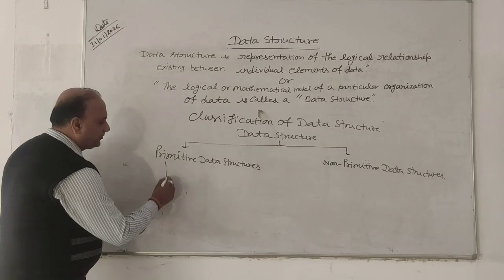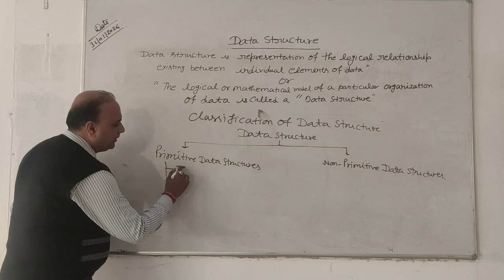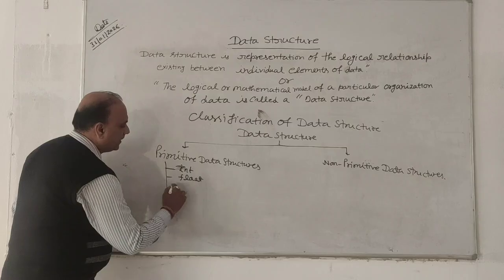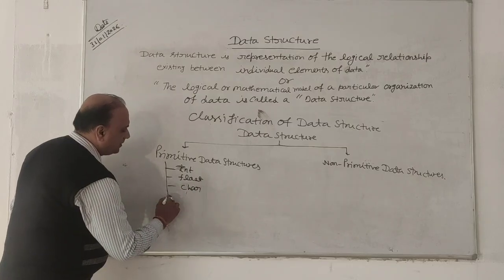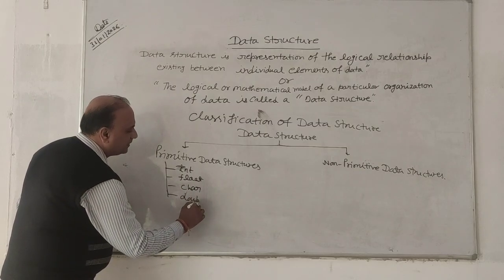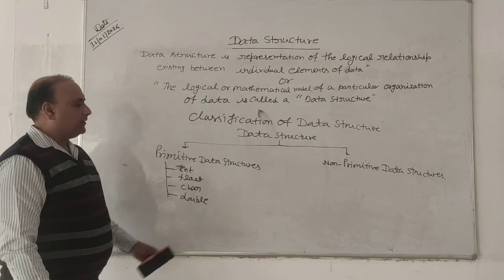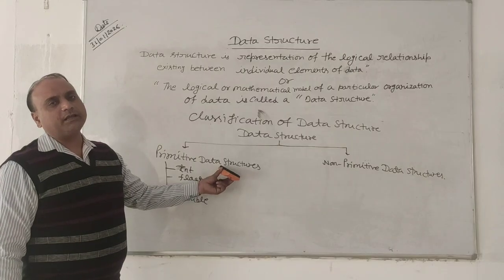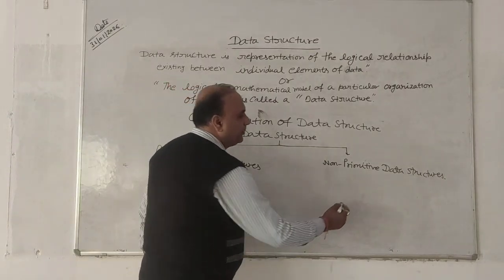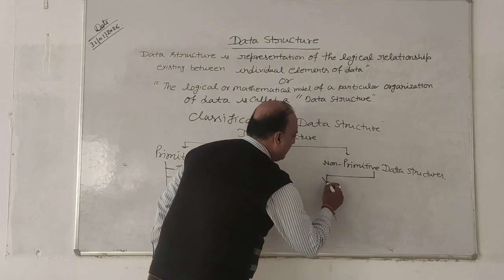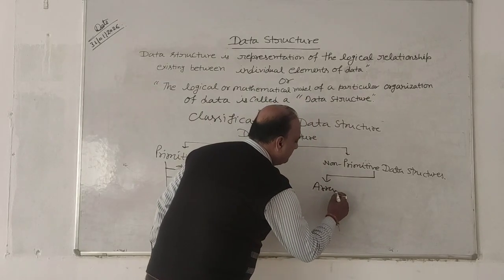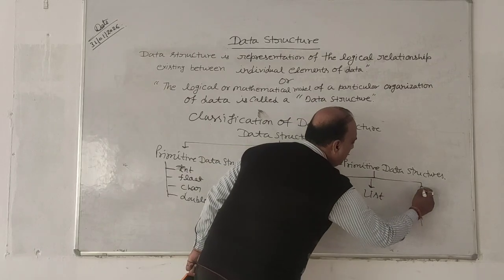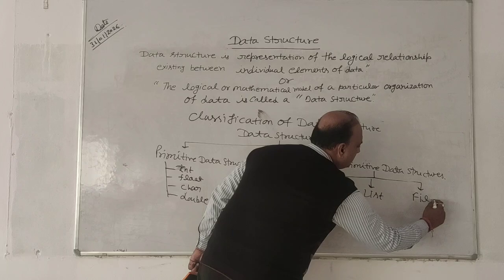In this type of data structure, we use int, float, char, double. These are the basic primitive data structures, and these are already defined in C language by keywords. Non-primitive data structures are also classified in three categories. First one is the array, second is the list, and third is the file.